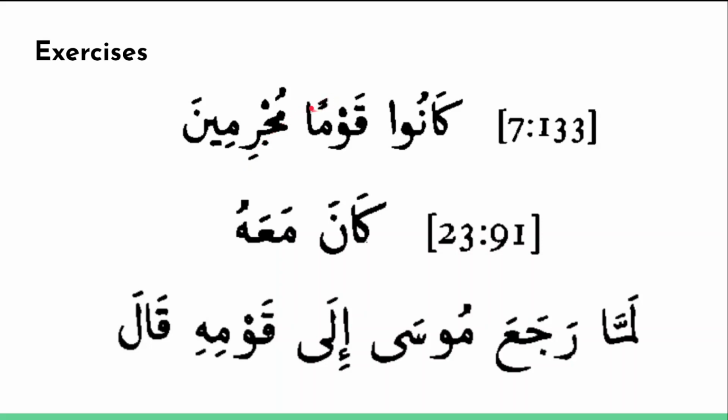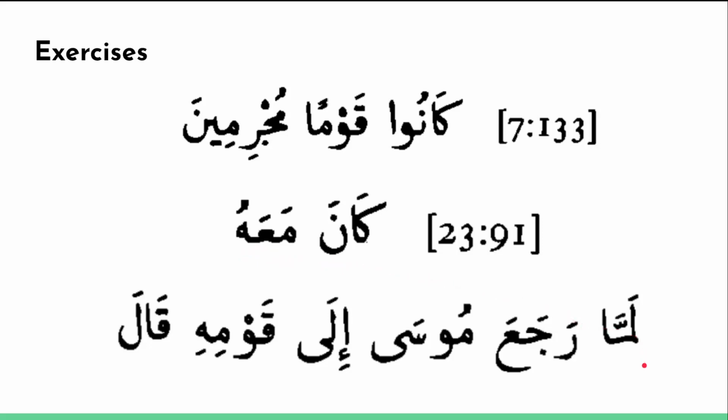So why is it قوما instead of قوم? Because it's in the mansub case because of kaana. Why is it مجرمين instead of مجرمون? Because مجرمين describes قوما, and so it has to match the case. And so just like this is mansub, this is also in mansub case. كان معه. كان, he was. مع, with. هو, him. He was with him.